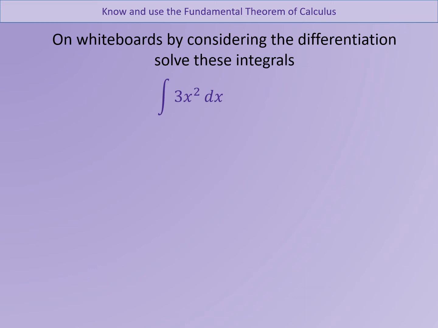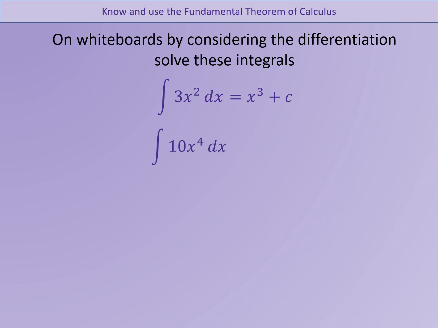Okay, now if you've had a go at that and you are correct, then you should have an answer of x cubed. Now again, don't forget the plus c for reasons we mentioned on the previous slide, but x cubed is our answer because if I differentiate x cubed, I get 3x squared, which is exactly what I need. So well done if you got that first one right. Here's the second, have a go at this one.